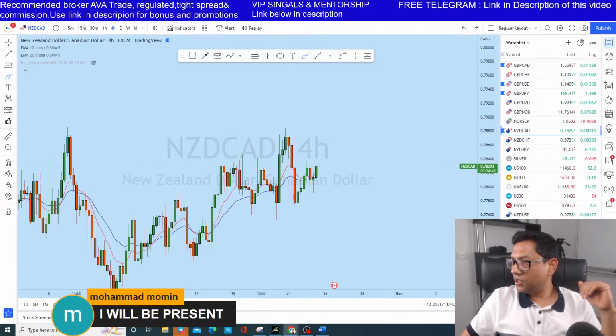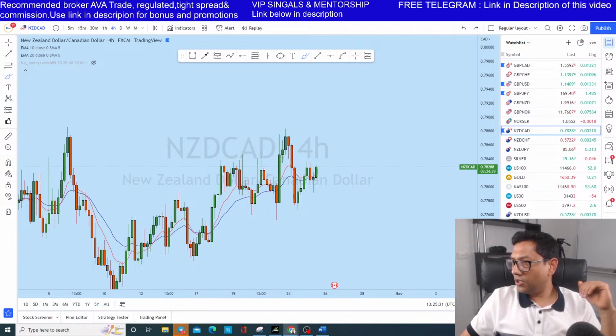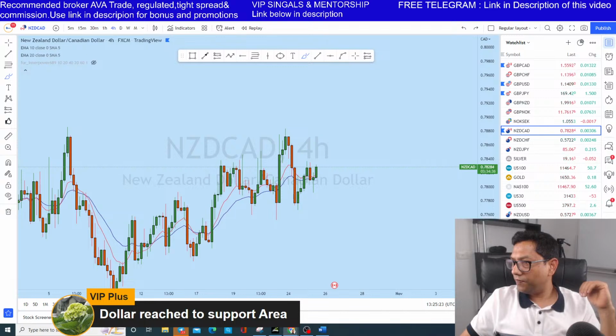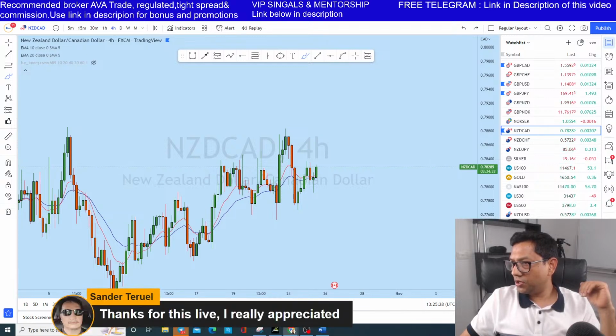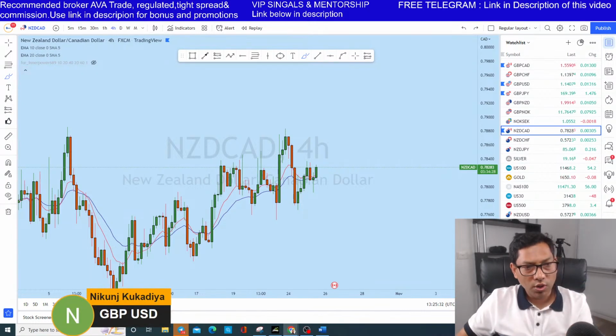Okay, no problems. Can you please have a look at NZD dollar reaching the support area? Look at the XY. Thanks for this live. I really appreciate it. No problems. GBPUSD. This one will always be here.